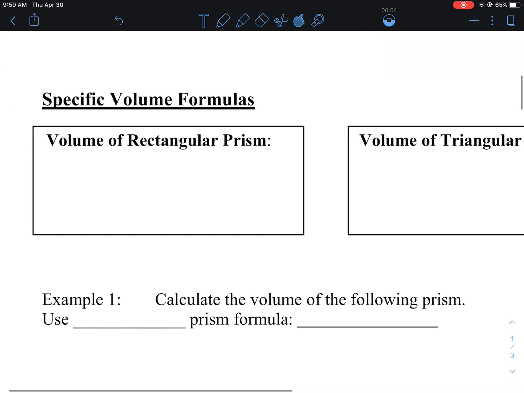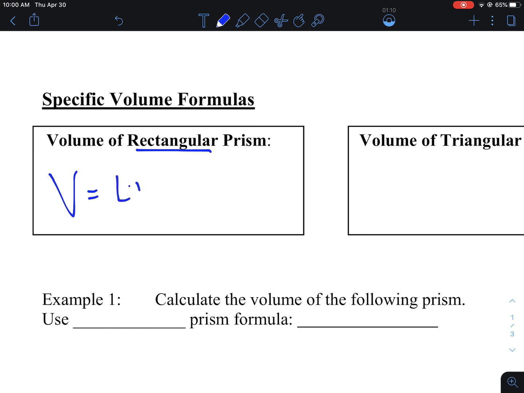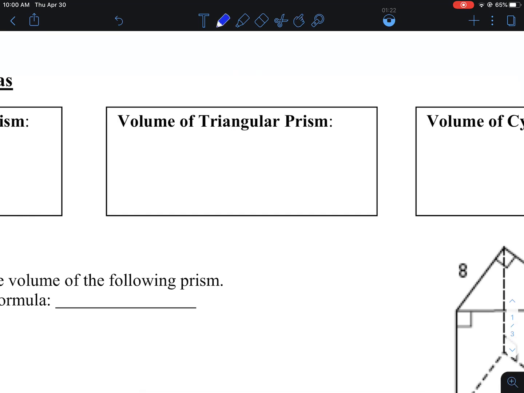So let's get a little bit more specific. If you're looking at a rectangular prism, the area of a rectangle is base times height, or length times width. This is probably the most common volume formula that people remember. The area of the base is length times width, and then you'd write times height. So length times width times height, you may have heard that before. That's for rectangular prisms.